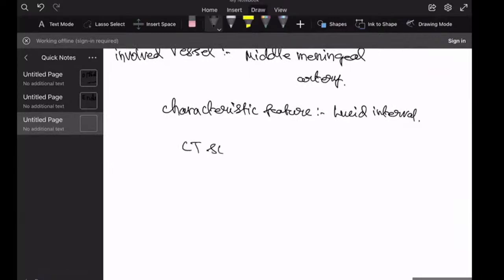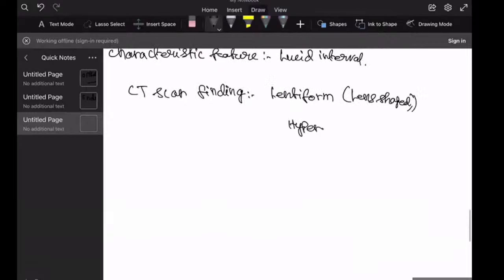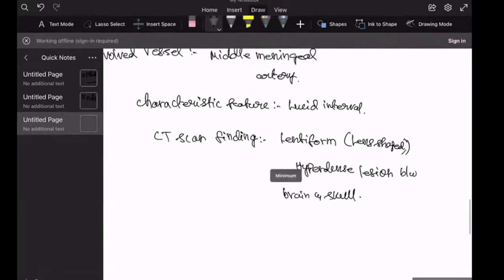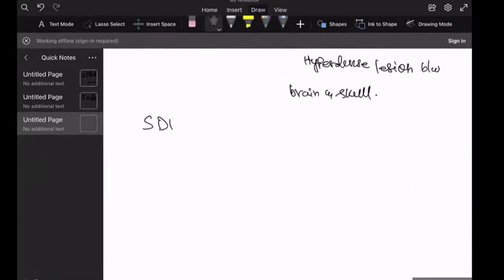And the CT scan finding: lentiform, or a lens shape. Hyperdense lesion between brain and skull. So this is EDH. Then we have subdural hemorrhage.